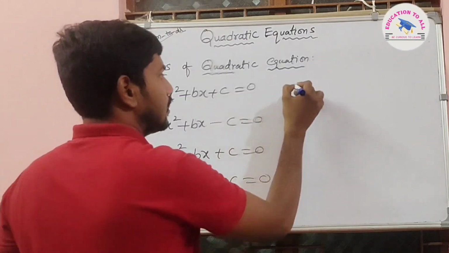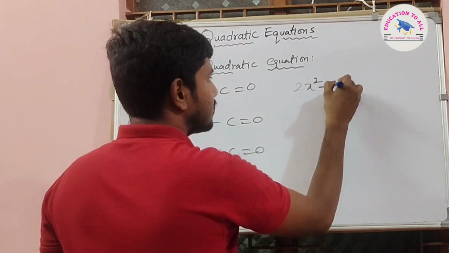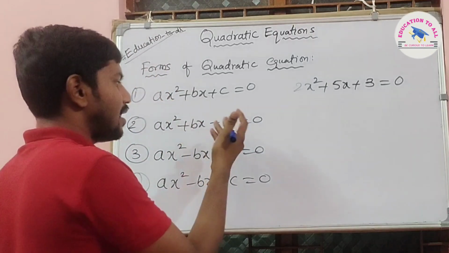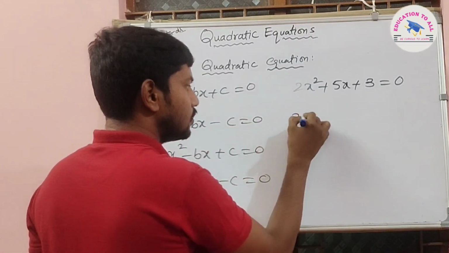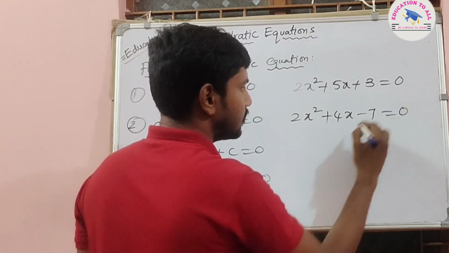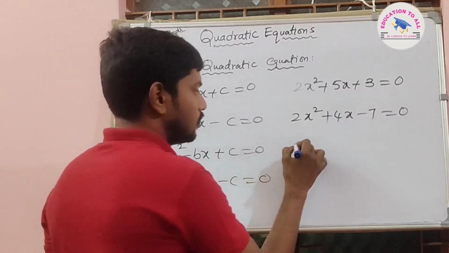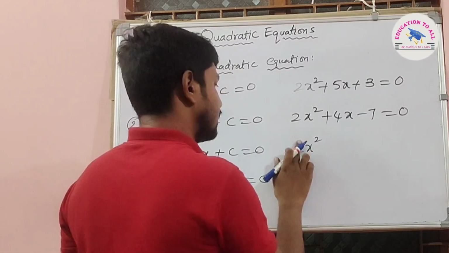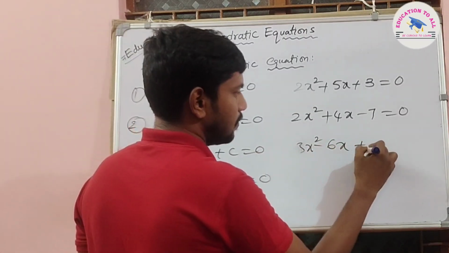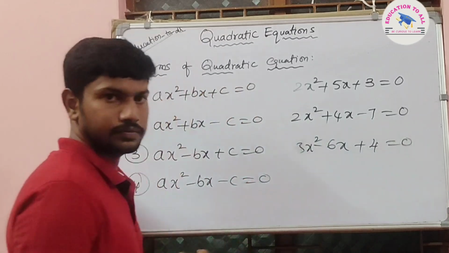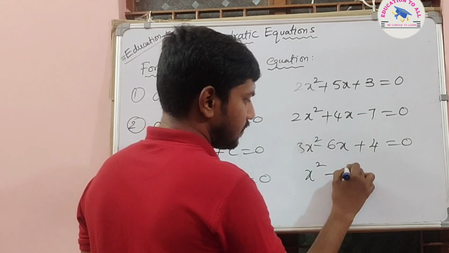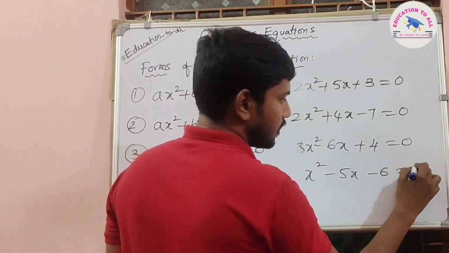Let's look at some examples of these formats with numbers, not with variables. I'll write 2x square plus 5x plus 3 equal to 0. And the second example, we have a negative at the constant: 2x square plus 4x minus 7 equal to 0. And the third example, we will go with another coefficient: 3x square minus 6x plus 4 equal to 0. And the fourth one, x square minus 5x minus 6 is equal to 0.